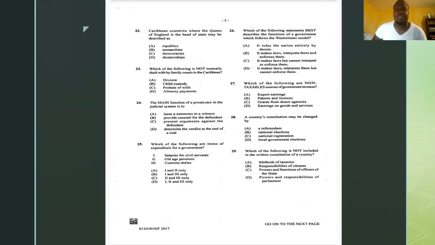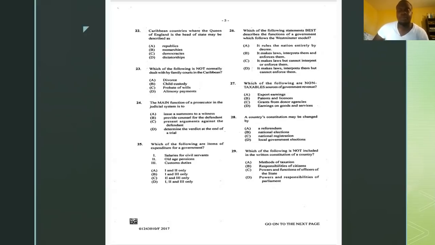All right? 27 now. Which of the following are non-taxable sources of government income? So this is saying what sort of money or revenue the government gets that is not from taxation. So is it A, export earnings, B, patents and licenses, C, grants from donor agencies, or D, earnings on goods and services? So the answer for 27 is B, patents and licenses. So those are not taxable earnings.